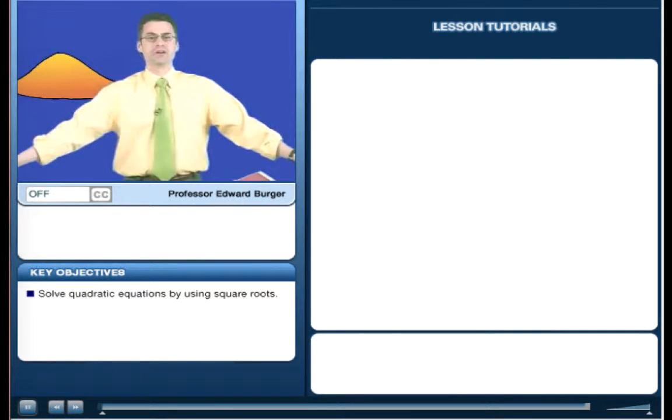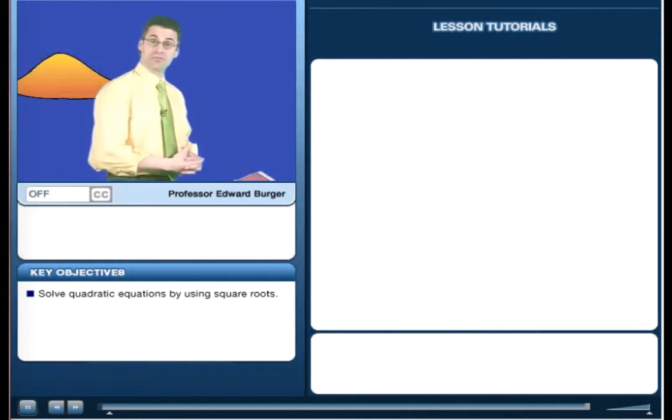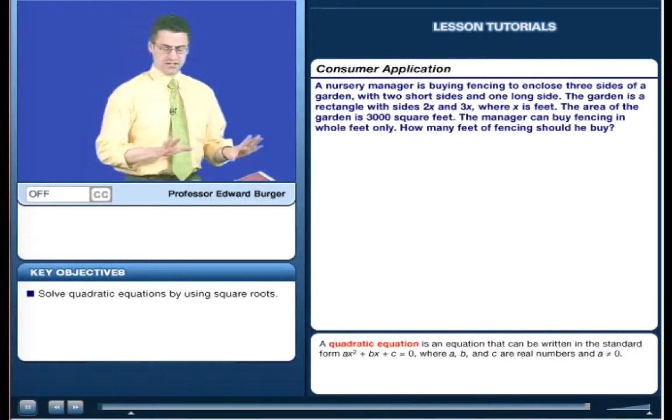All right, let's take a look at a real-world application where we can see these ideas growing out of the ground. So a nursery manager is buying fencing to enclose 3 sides of a garden, the 2 short sides and one of the long sides. Now let's just take a look and see what we've got going on here.